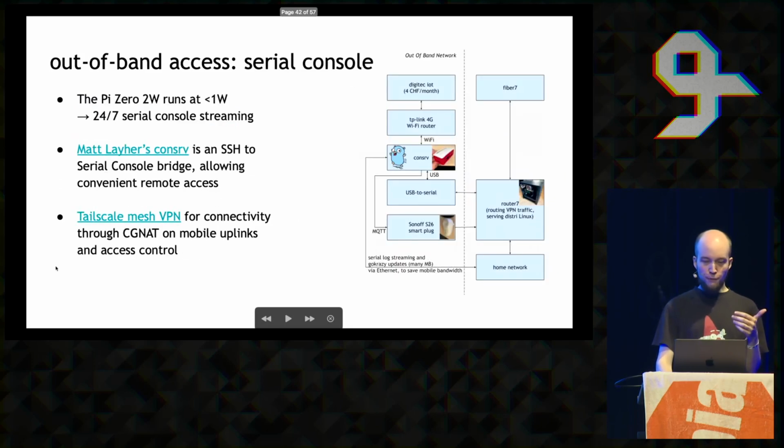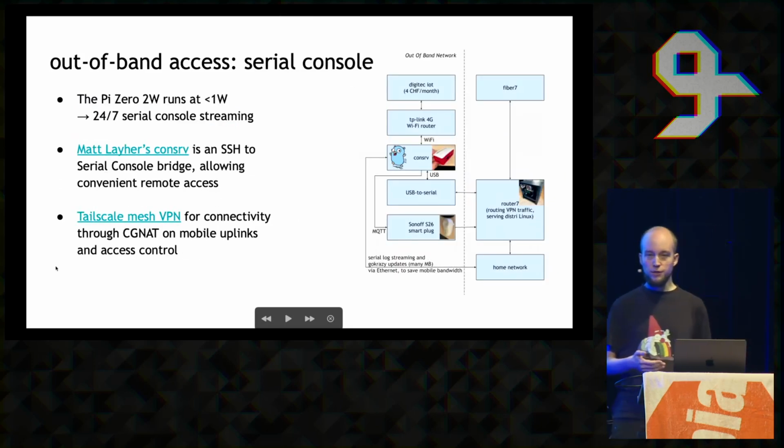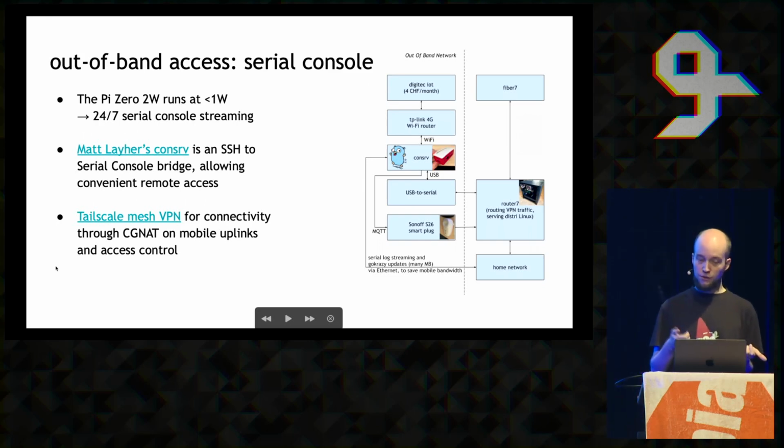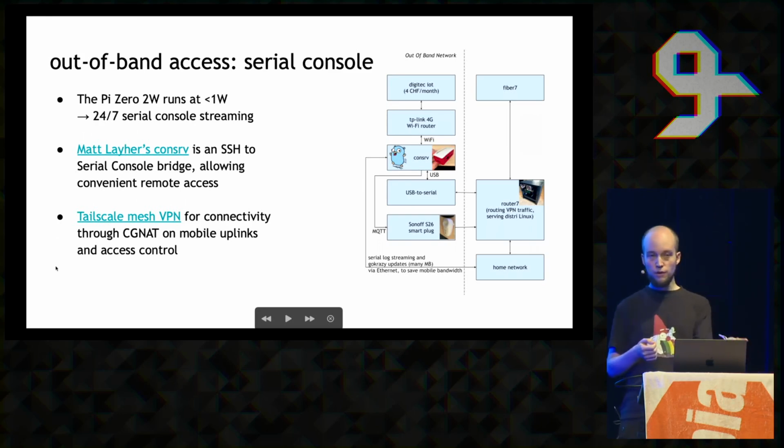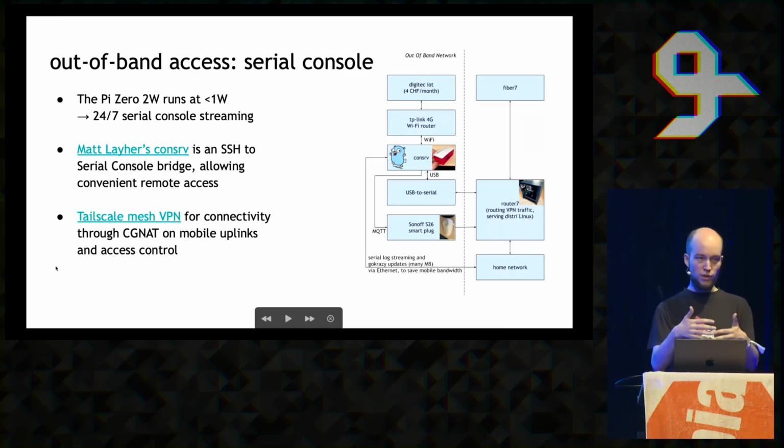You can go one step further, which is if you also want serial console and not just power management, you can use a Pi 02W, like I showed earlier, which consumes barely any power. And then you would put a program onto it, like conserve, which Matt Layer wrote together with me on stream. So if you actually want to look at how we developed this for Gokrazy, you can watch that recording and see how we built it.